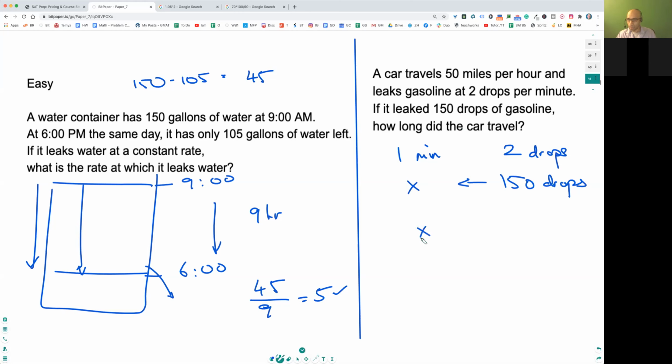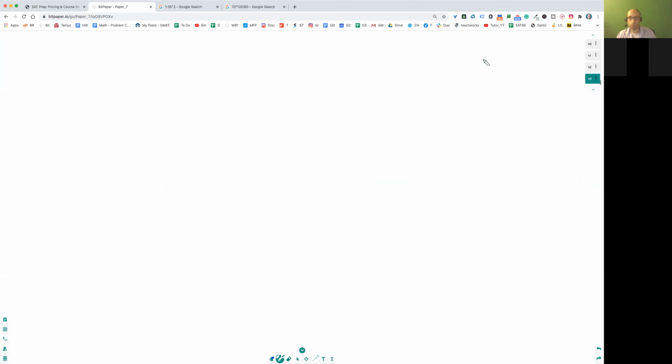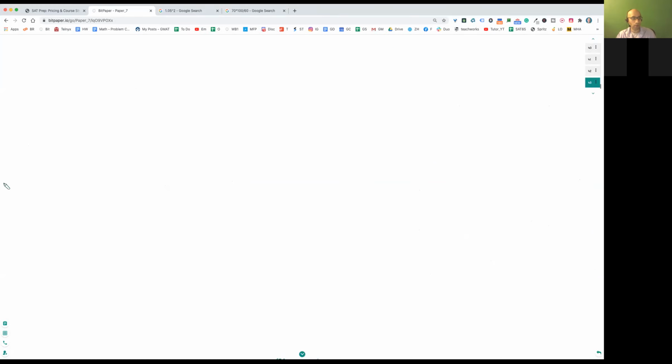Here you've got X times 2 is equal to 150 drops, so X is equal to 150 over 2, which is 75. So 75 minutes have passed. In 75 minutes, you have to find out how many miles the car has traveled. I'll leave it with you how to do this problem. But try it. If you have difficulty, let me know. But let's move on to the next problem.